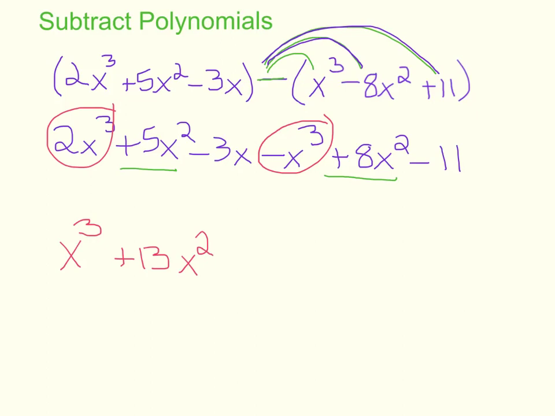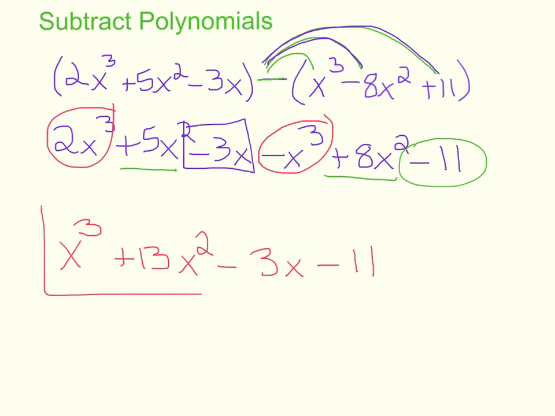And then, let's see, negative 3x. There are no other terms with that exponent, so minus 3x comes down, and then a negative 11. There are no other constants, so that will just fall down. So here we have a cubic polynomial as our final answer written in standard form.